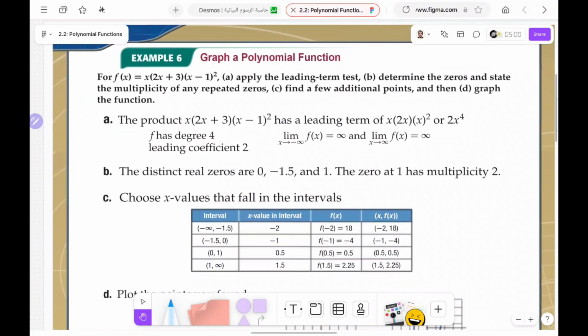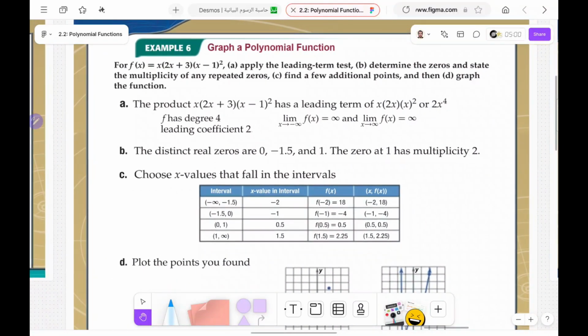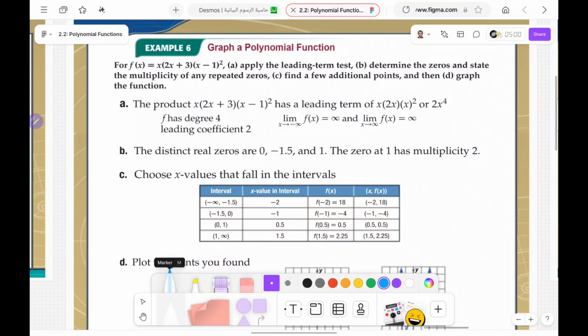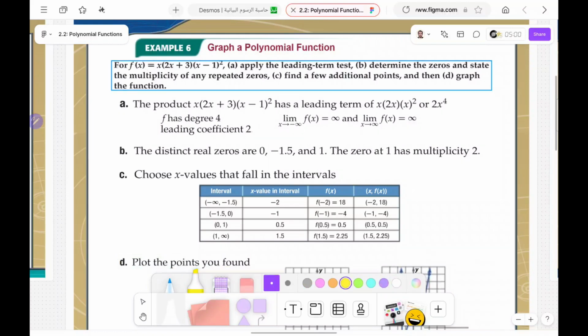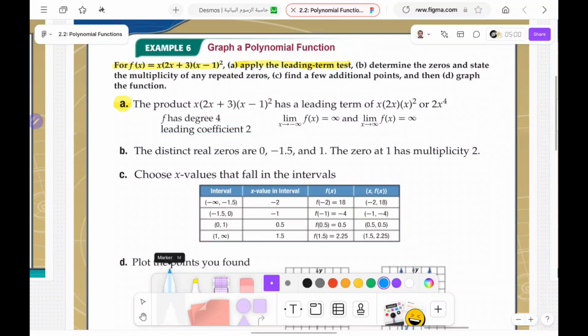Now the last part here, if you need to graph the polynomial. The graphing of polynomials is the same thing as we learned. You just identify the leading term and the leading coefficient, and you solve it as normal. For the example, let's read the question together. For the polynomial f(x) equal this, first, number A, apply the leading term test. Applying the leading term test means you have to look at the leading coefficient and the degree.